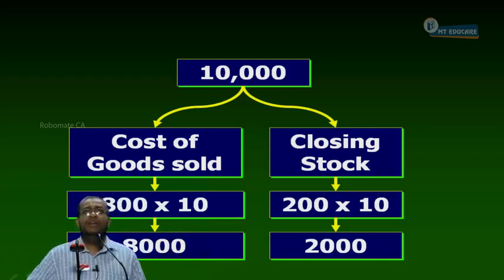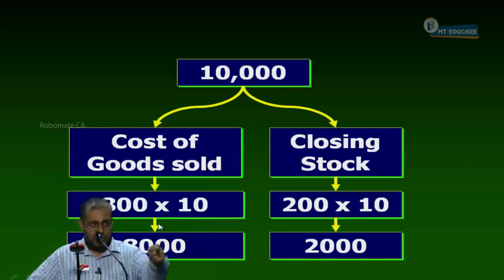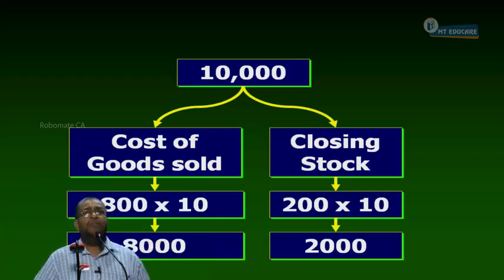My question is, will this 8,000 be reduced from the current year sales or not? Yes. Sales is how many rupees? 16,000 minus what is cost of goods sold? 8,000. Sales minus cost of goods sold gives you gross profit. Yes or no? In that case, from the current year sales, how much do I reduce? 8,000. This 2,000 will be transferred from this year to next year.